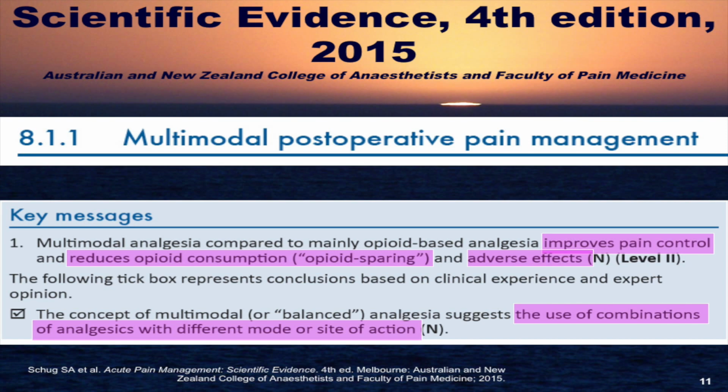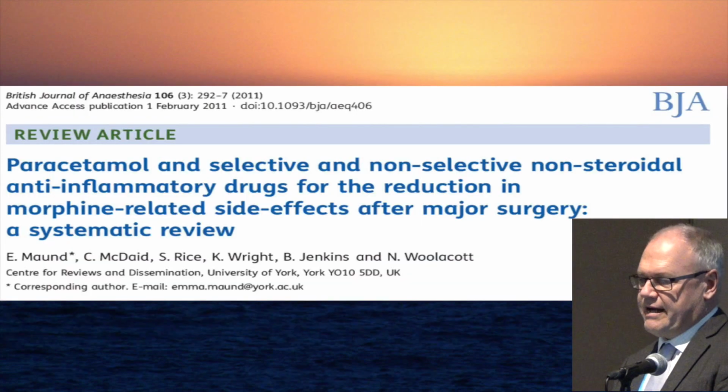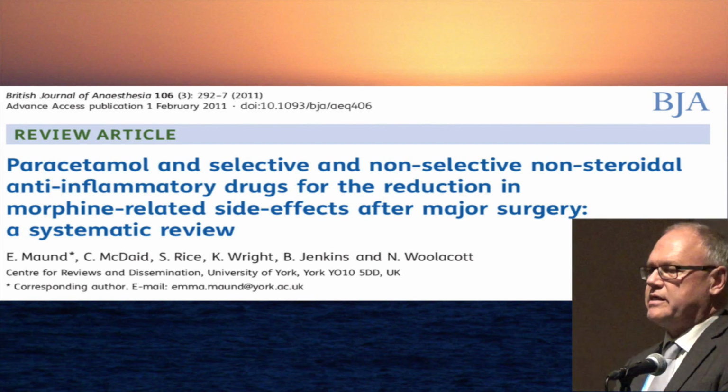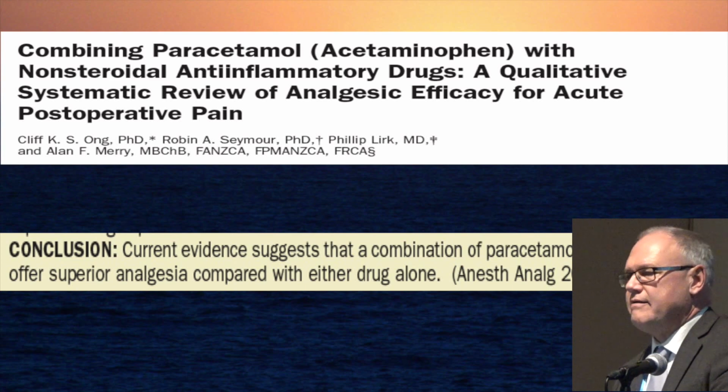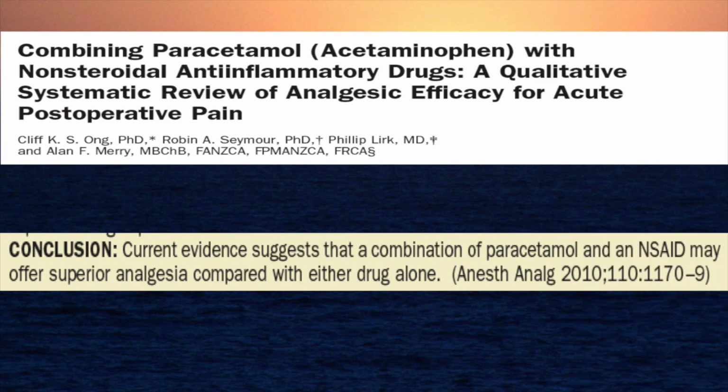And the tick box is more or less giving the definition for use of combinations of analgesics with different mode or site of action. And the data which make multimodal analgesia useful is if the combination improves pain control, reduces opioid consumption as discussed in the first session today, therefore has an opioid sparing effect, and hopefully by doing this is also reducing adverse effects. And drugs which are in combination with opioids doing all these three things should be regarded as useful components of multimodal analgesia. If you look at the current evidence, we know for paracetamol and NSAIDs that there is such an effect. We know that it is useful to combine paracetamol with non-steroidal anti-inflammatory drugs, and that the combination is superior to either drug alone.